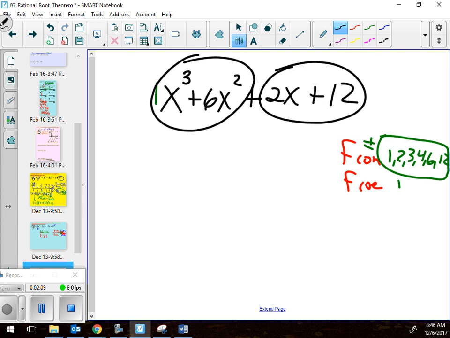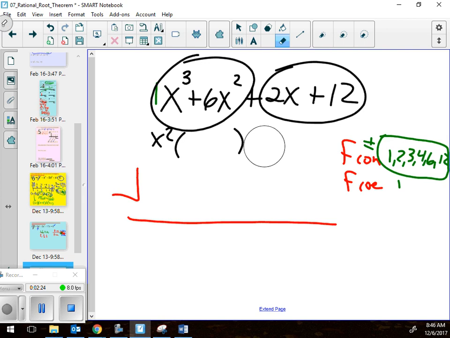Get it over with. Okay, so that x squared comes out, and that'll tell you which one of these is a root. Then I want you to do synthetic with this and factor it with synthetic. I know you can factor it other ways, but I want you to practice synthetic.